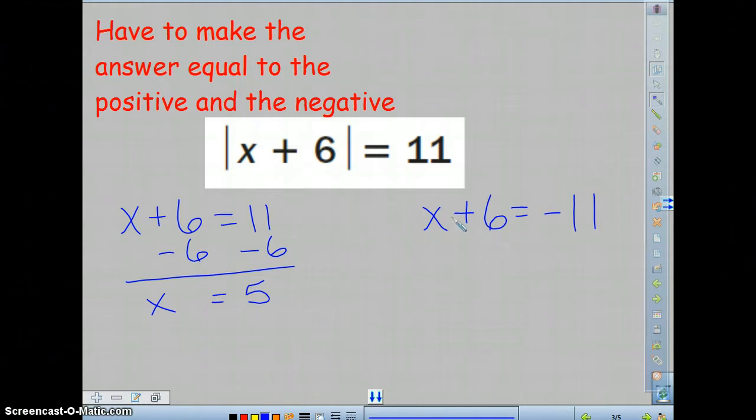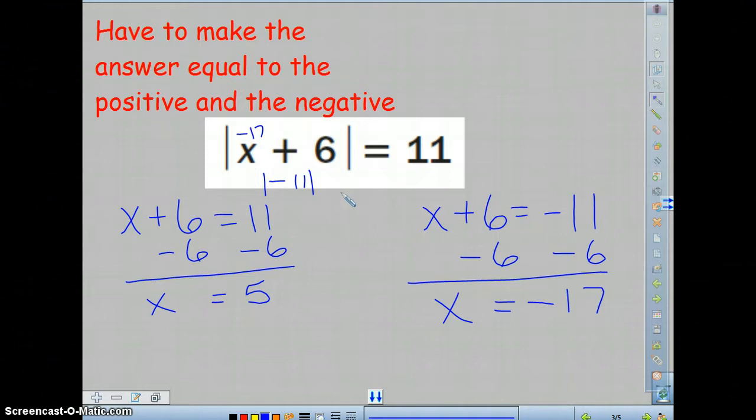The other way that we can go is right here: x plus 6 equals negative 11. What I'm going to do is subtract 6 and subtract 6. x is going to equal negative 17. So we have to look. If I put this negative 17 in here, negative 17 plus 6 is going to be negative 11, the absolute value. And when we look, the absolute value of negative 11 equals 11.